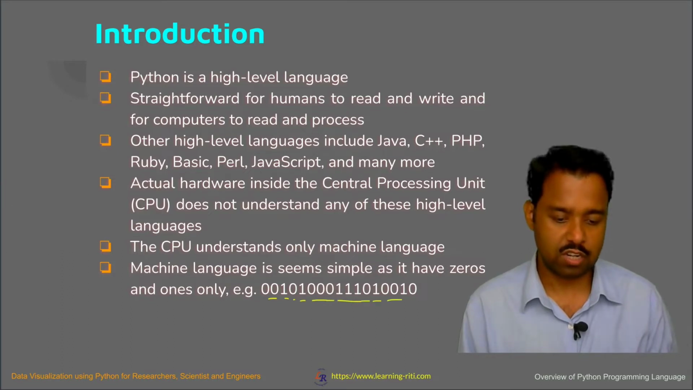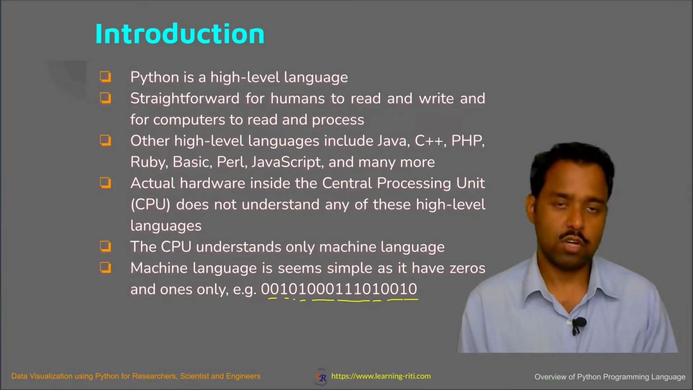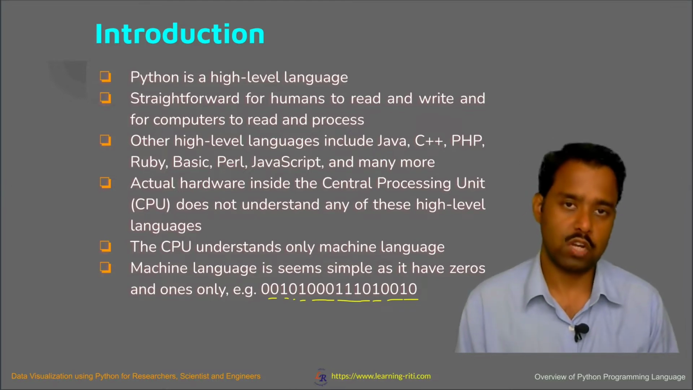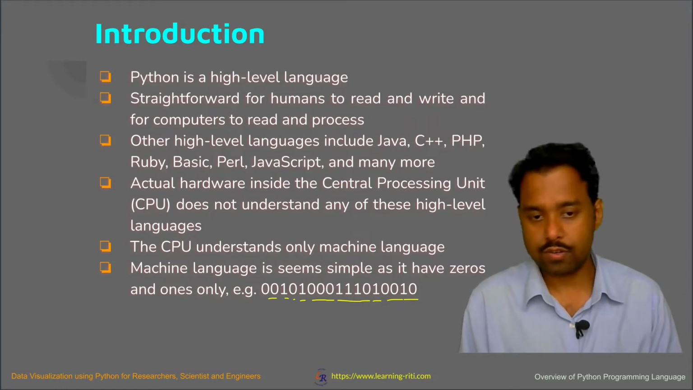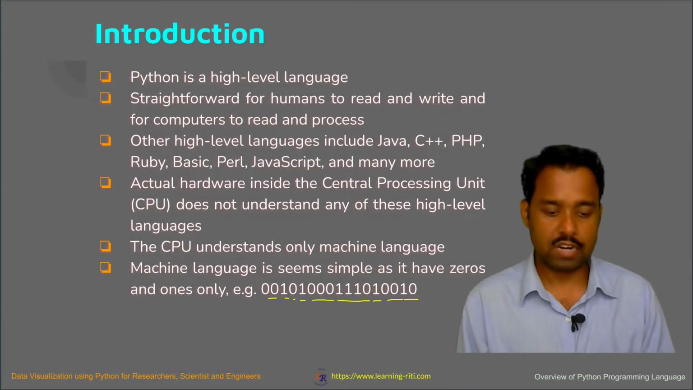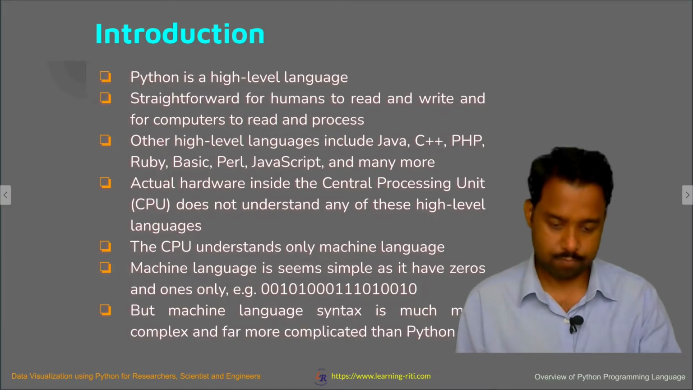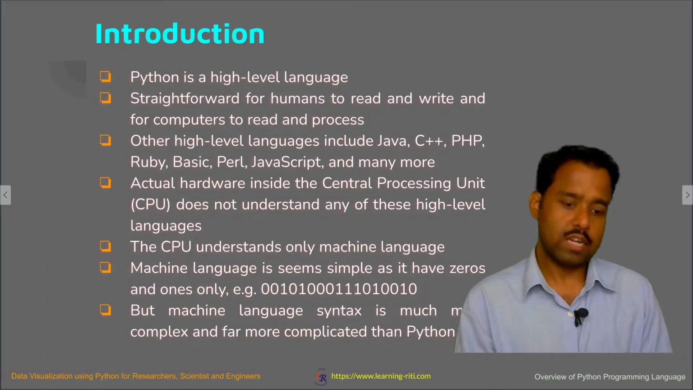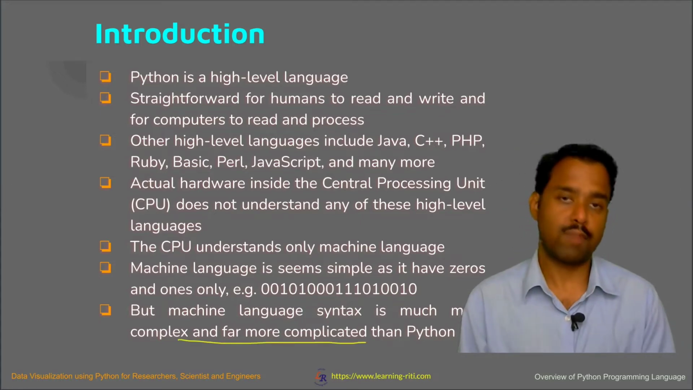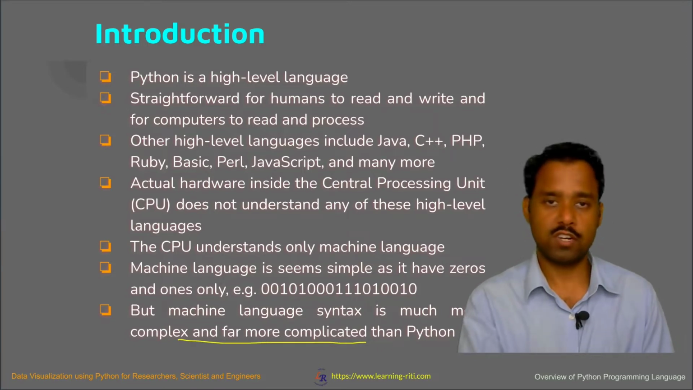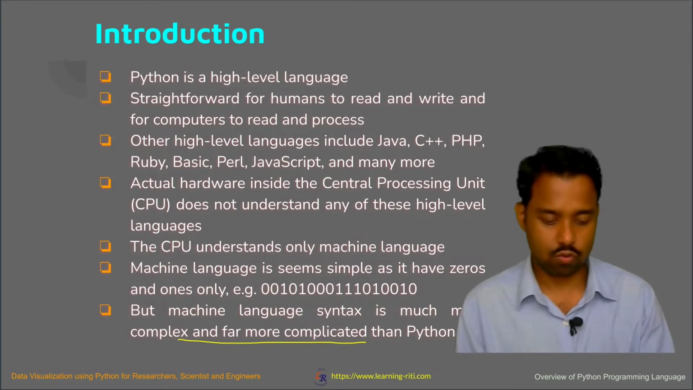When we talk about machine language, it is a series of 0s and 1s. It seems very easy, like 0 1 0 0, but it is not easy to write. It's not feasible for a human to write machine language when you are going to execute billions of calculations per second. You cannot write that kind of code, so there you use a high level language, and Python is one of them. As I mentioned, machine language is much more complicated than Python, and that's why we call Python a high level language, where it is more interactive with humans. We can write in a much easier way, and then it can be easily translated for computers.